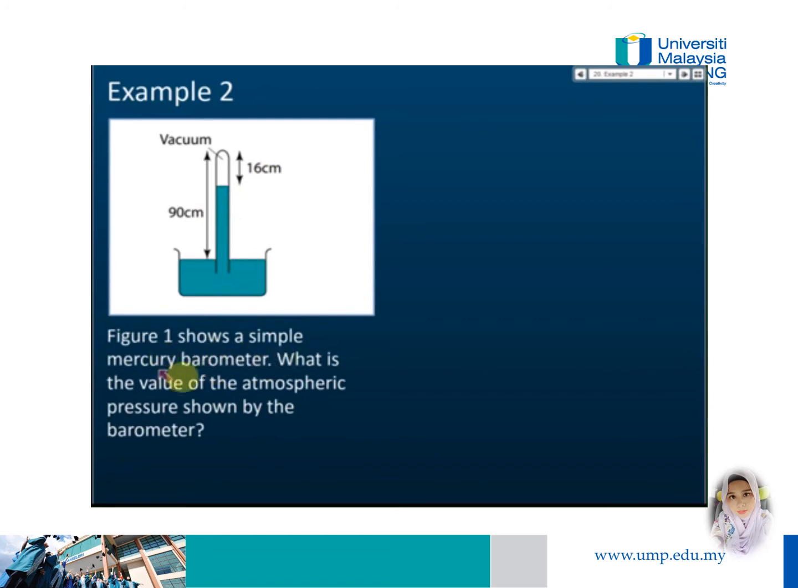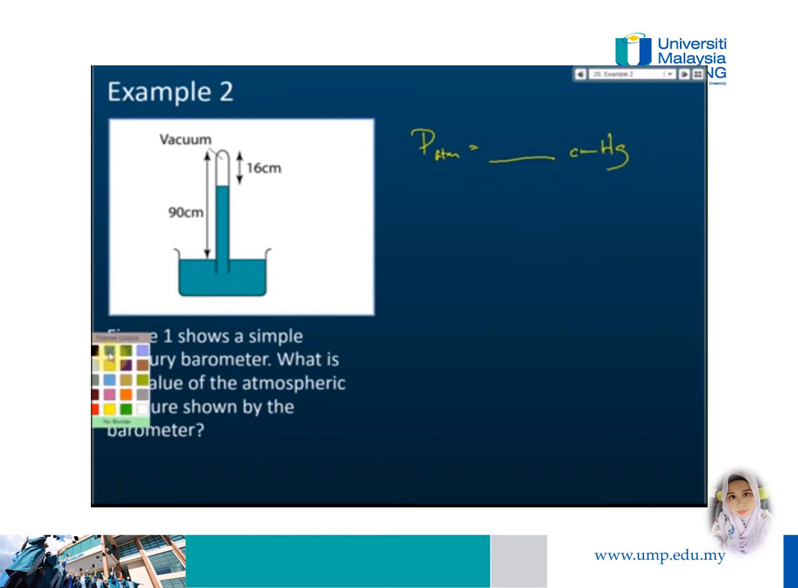Figure 1 shows a simple mercury barometer. What's the value of the atmospheric pressure shown by the barometer? Tell your answer in cm mercury. So what's the atmospheric pressure? How many cm mercury? 74. Yes, that's correct.